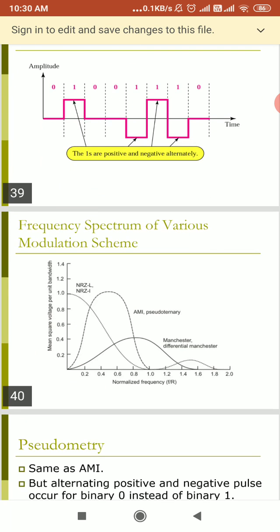Here you can see the frequency spectrum of the various types of modulation schemes. Normalized frequency is on the x-axis. Mean square voltage per unit bandwidth is on the y-axis. You can see the waveforms for non-return to 0 L, non-return to 0 I polar encoding, AMI bipolar encoding, Manchester and differential Manchester encoding.